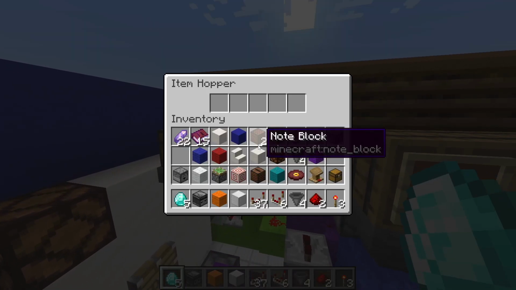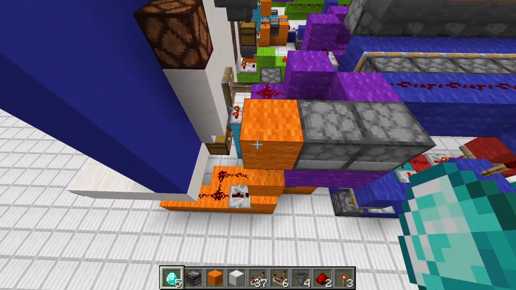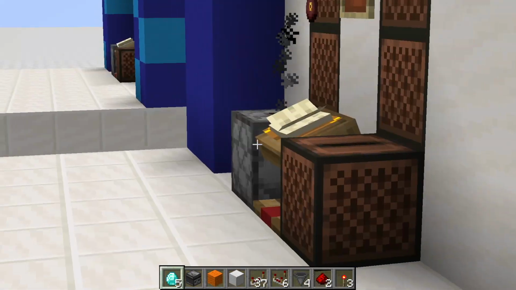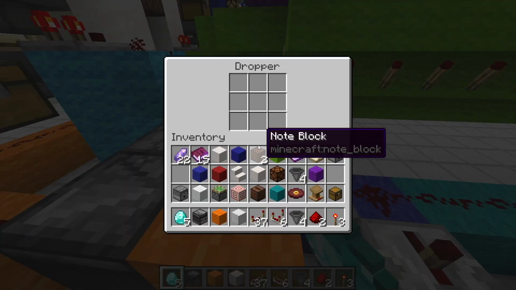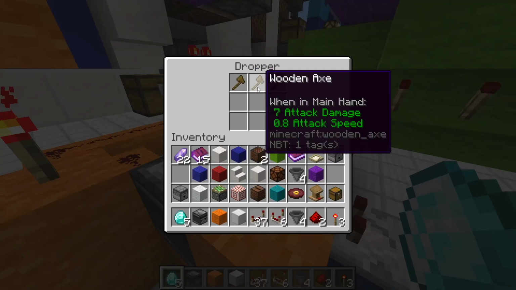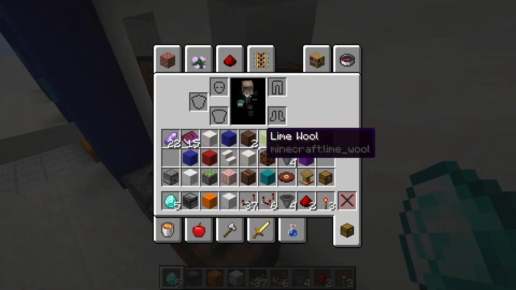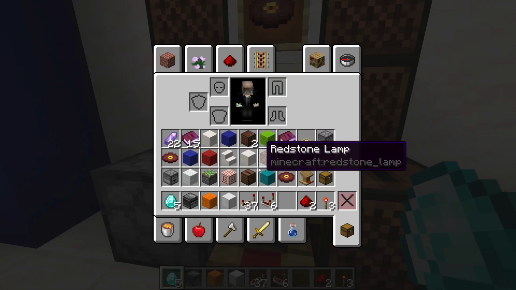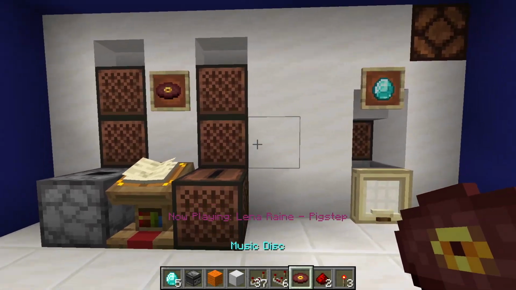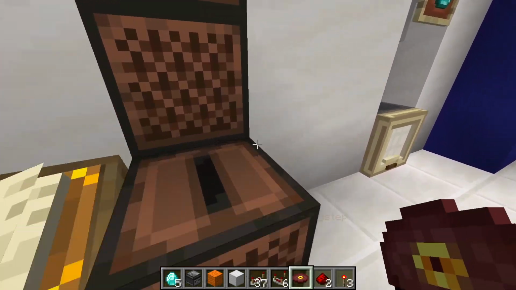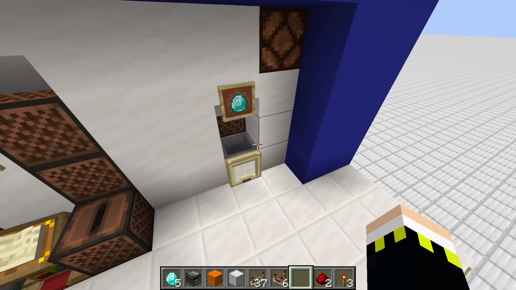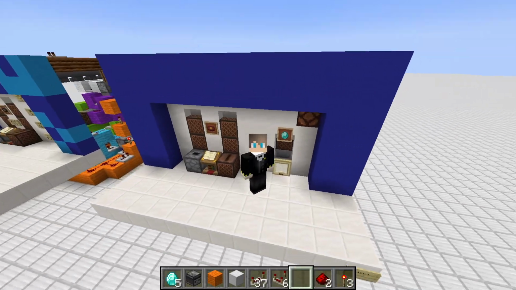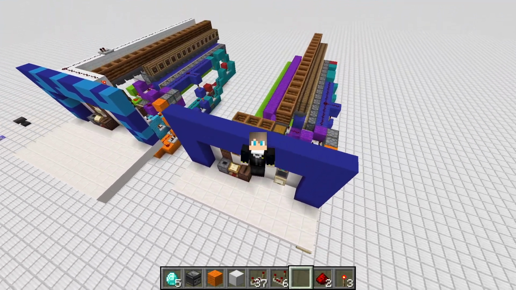Now we should see it in here somewhere. Yes, there it was. It should be delivered right here, nice, and it should also reset all of those wooden axes back into the original dropper. Great, and with that done, we can take our disc now and play it once more. Yes, nice. So, yeah, with that done, that finishes up this video, and I hope you had fun building this.